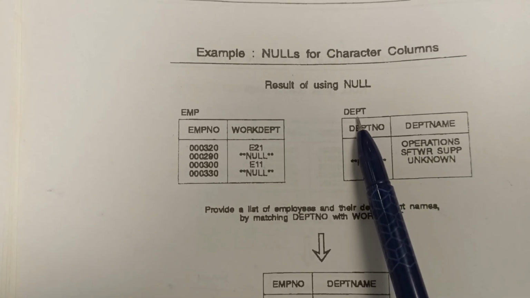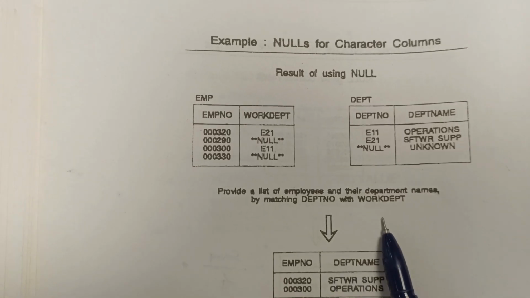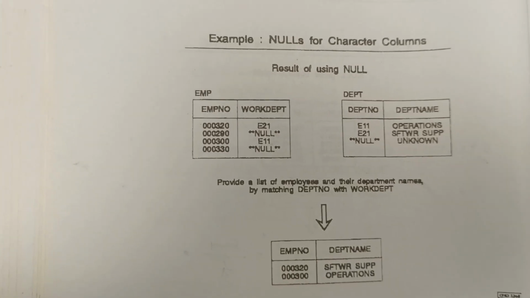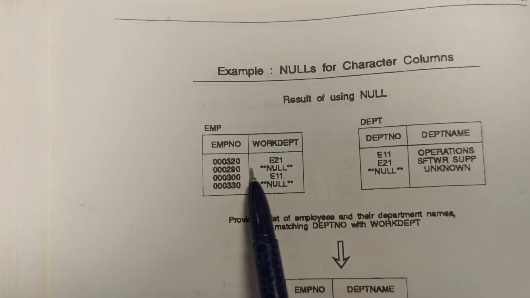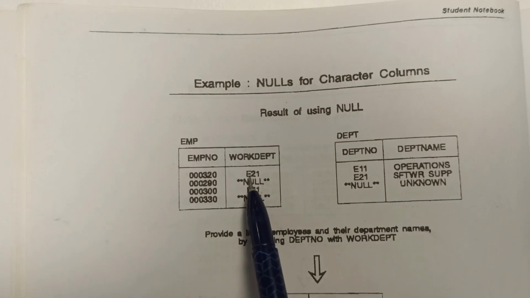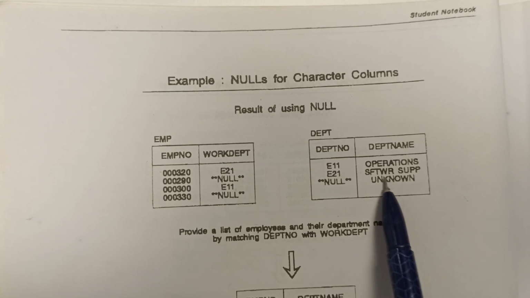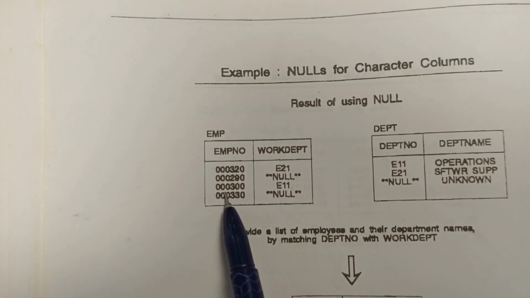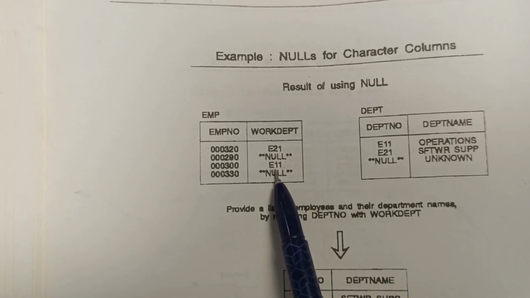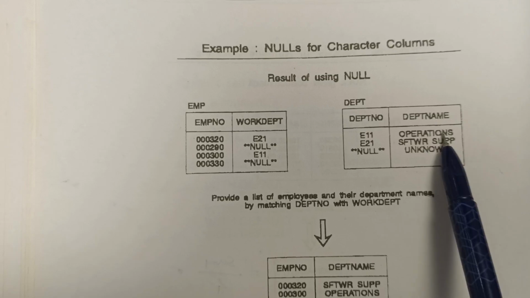And this is a different table. When we match the employee number, I have written a join query here. What will happen? You can see employee number 320 and the corresponding work department is E21. What is E21? Software support. And the matching criteria 300 and E11, E11 comes under operations.